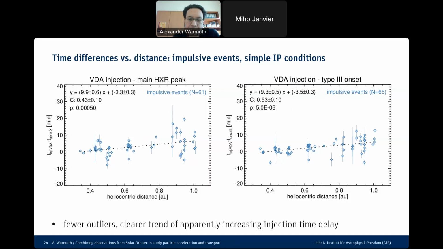And this would mean that the injection time delay we usually observe at 1 AU is at least partly due to propagation effects that accumulate the farther away we are from the sun. Whereas when we're close to the sun, the delays are actually much smaller.